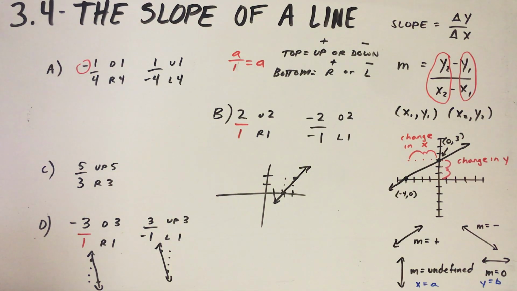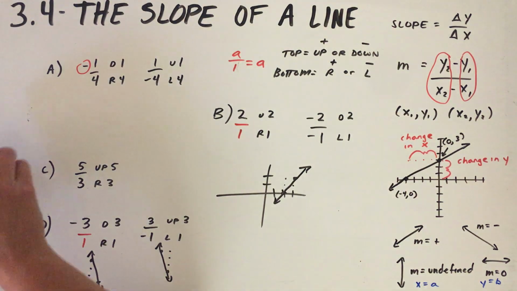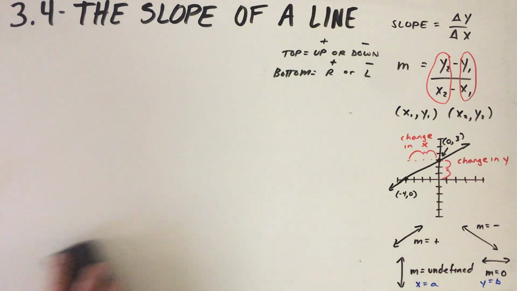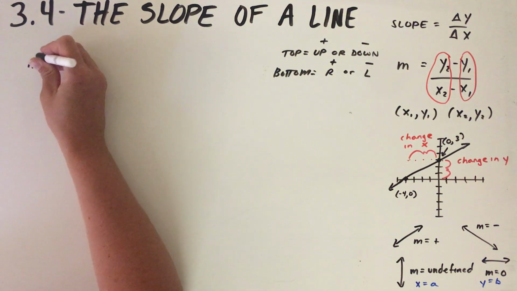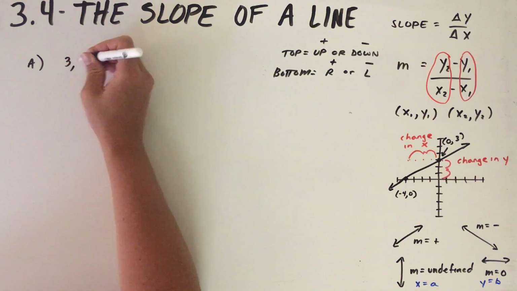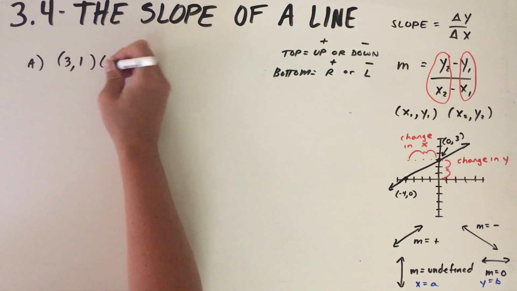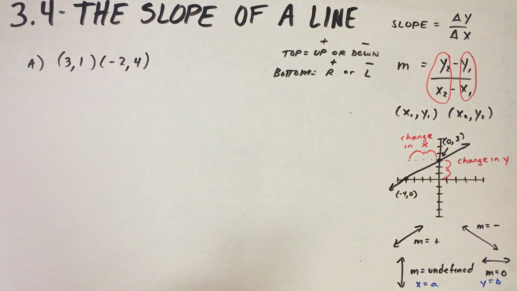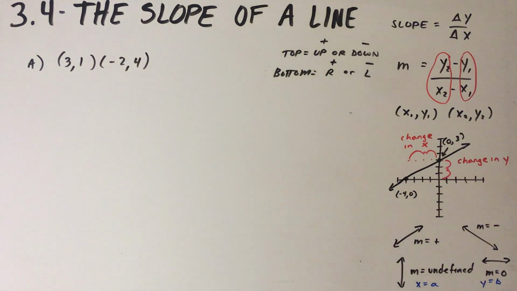Okay, the next thing we want to do here is calculate the slope of a line given 2 points. All right. So given the points (3, 1) and (-2, 4), what is the slope of this line?